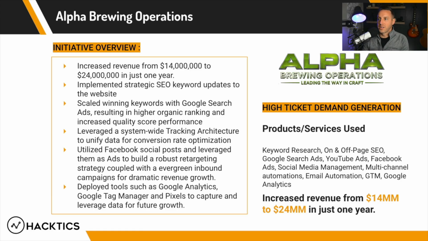So just to give you a few more stories on why this works, this is a great testimonial from Alpha Brewing Operations. We took them from $14 million in revenue a year to $24 million in just 1 year using the principles that I'm about to teach you. It wasn't only retargeting, although retargeting was a major element in that. But at the end of the day, what they did not have is a data tracking system. They were spending money on ads, but they didn't know how to understand or read that. So I came in with our team, and we really leveraged data. We leveraged end-to-end tracking, and we scaled what was working and cut back what was not.